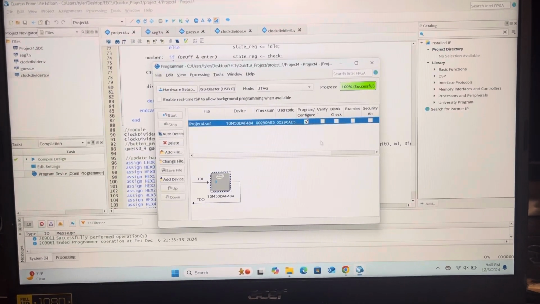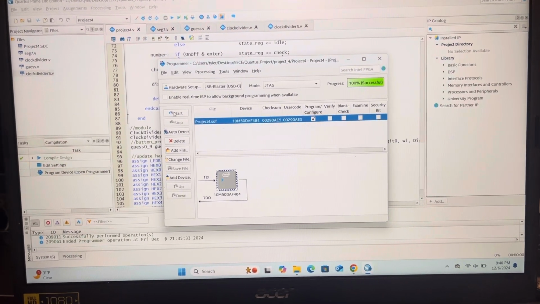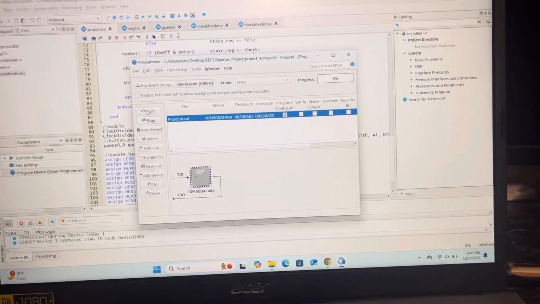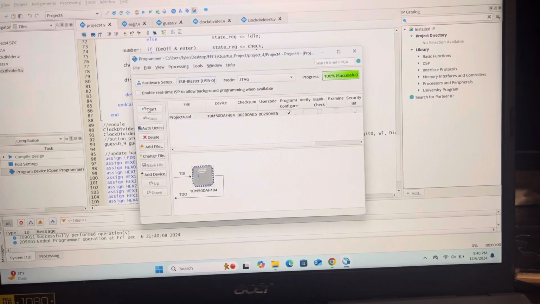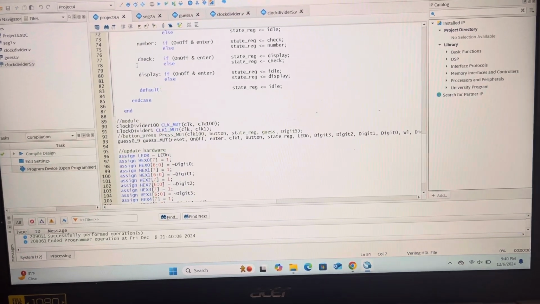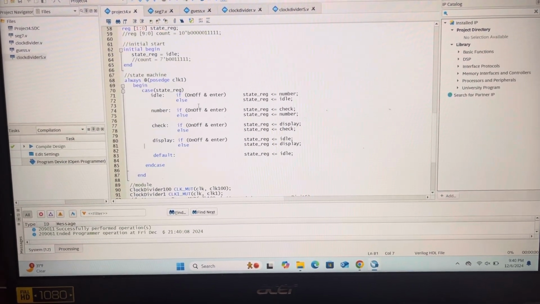Okay, this is Tyler. I'm going to start by going ahead and programming the device. So now that that's programmed, as far as the code, I have 4 states.